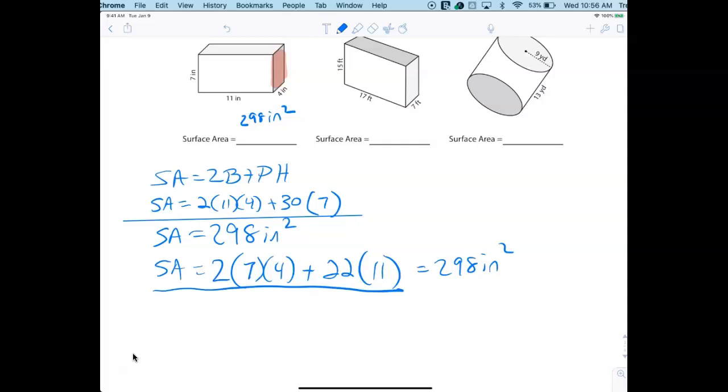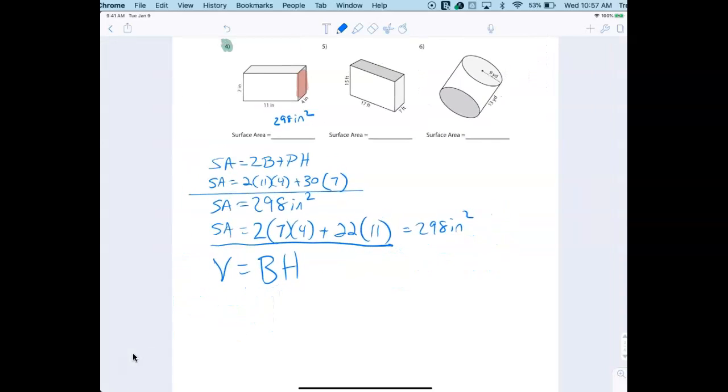All right. Now, volume you were supposed to tell me. Volume is area of the base times the height. So again, what is the area of the base? 44 times the height, 7, which is? 308 inches cubed. Why is it cubed? You measure area with what? Squares. You measure volume with what? Cubes. That's why.